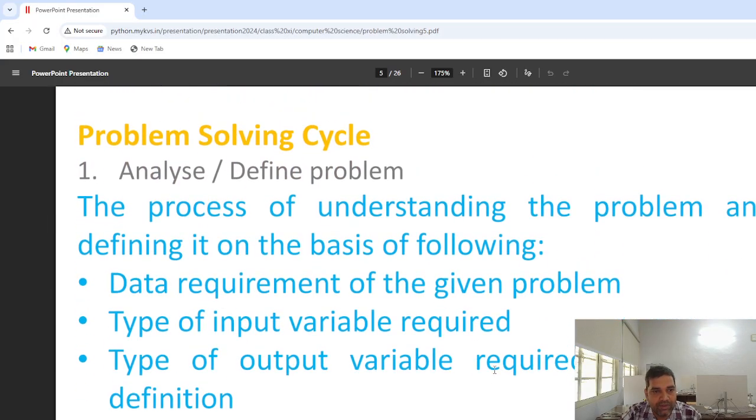So in the problem solving cycle, students, we define the problem. The process of understanding the problem and then defining it on the basis of the following: the data required for the given problem, the type of input variables required, and the type of output variables required, is called the problem definition.